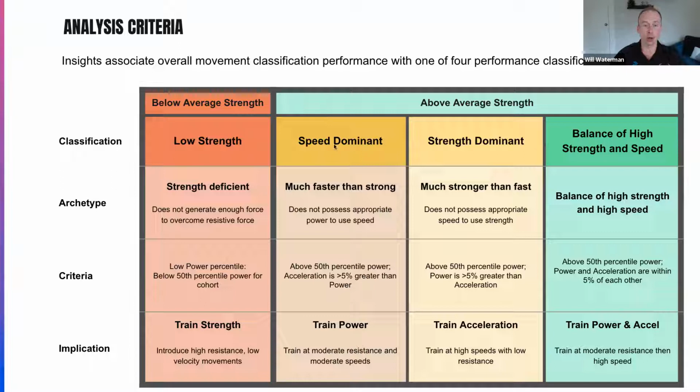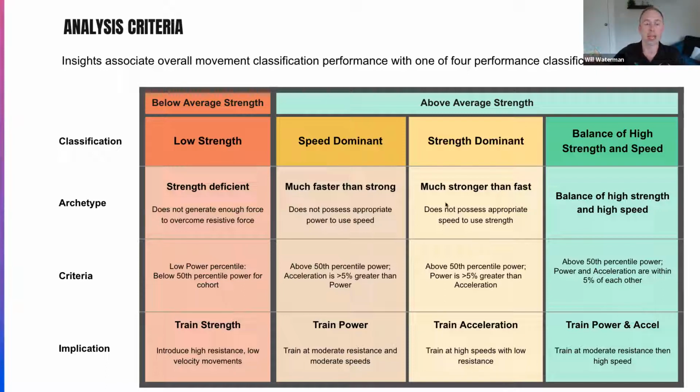So if your power is greater than 5 percentile points higher than your acceleration, we're going to call you strength dominant, right? And the implication there is you need to train acceleration, right? And to train acceleration, what you need to do is train at low resistances at high velocities to increase your rate of force production.